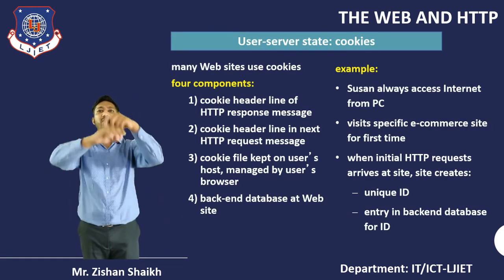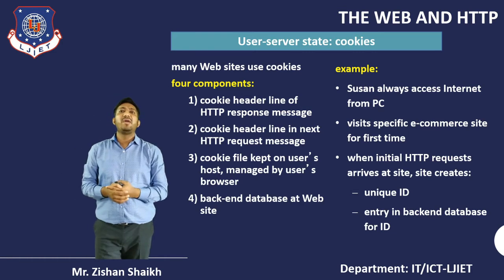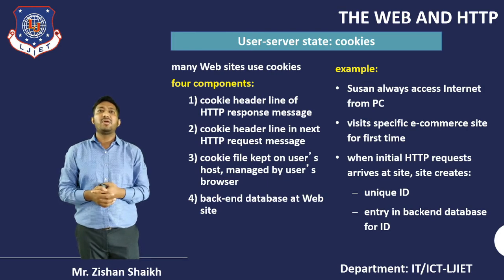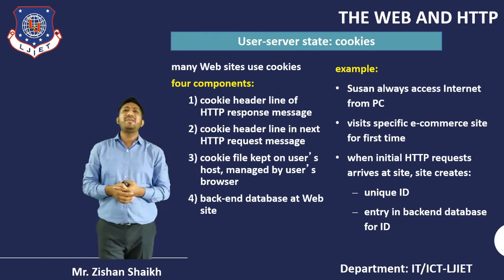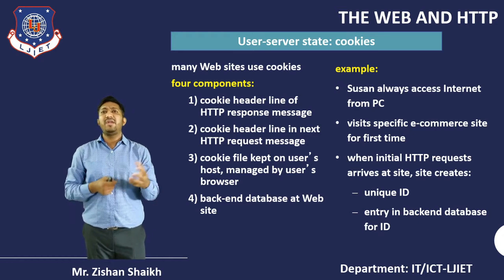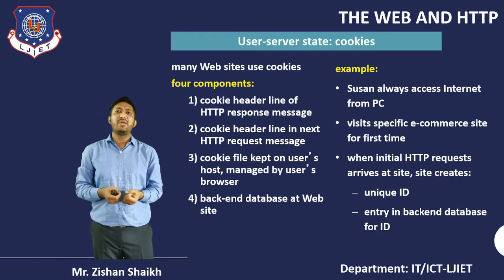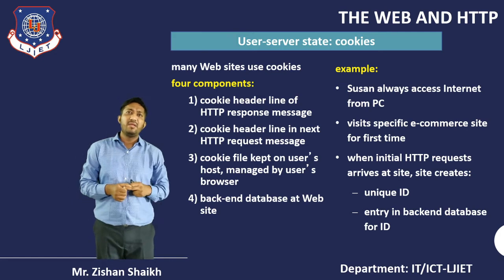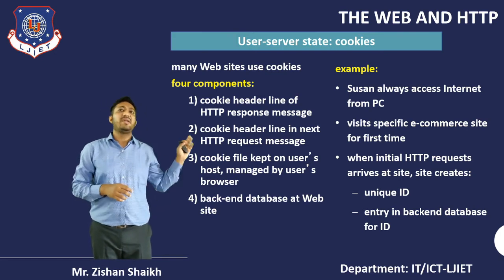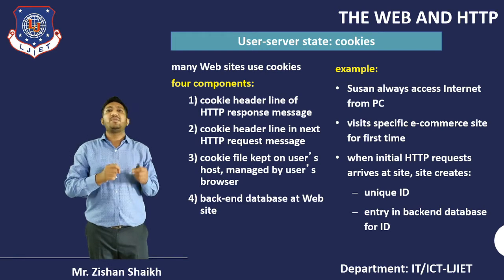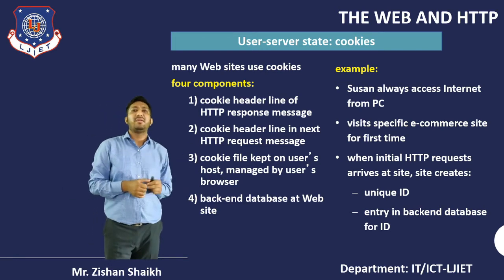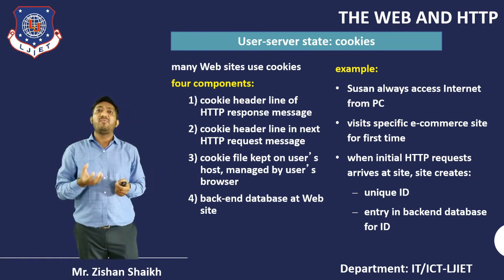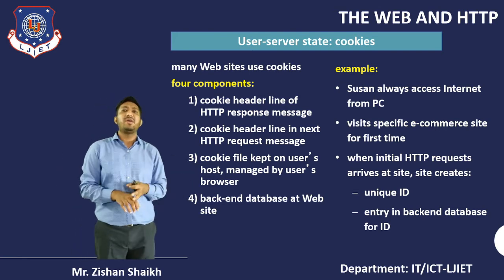Now we are moving to the next topic used by the HTTP protocol, that is cookies. How do we use the concept of cookies? Websites use cookies to monitor how we are surfing and how our data is saved. Cookies have mainly four components. One is the cookie header line in the HTTP response message, then the cookie header line in the next HTTP request message, third the cookie file. The cookie file records which user is doing this activity and what data will be saved, and fourth the back-end database of the site.